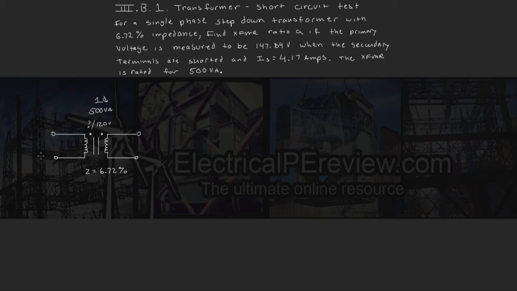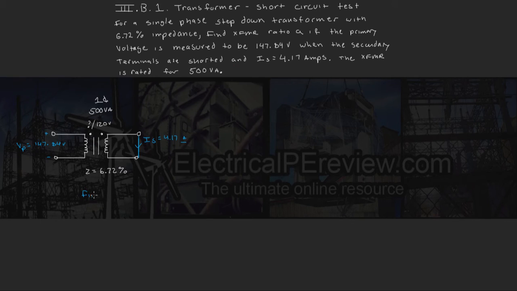So here's our single phase transformer circuit. It's a single phase rated for 500 volt amps. We don't know what the primary voltage is rated for, but we know the step down voltage is rated for 120. We know the percent impedance is 6.72. So we know this is a short circuit test. We're going to short our secondary windings together. IS is 4.17 amps, and we have an equivalent primary voltage at this time to be measured at 147.84 volts.